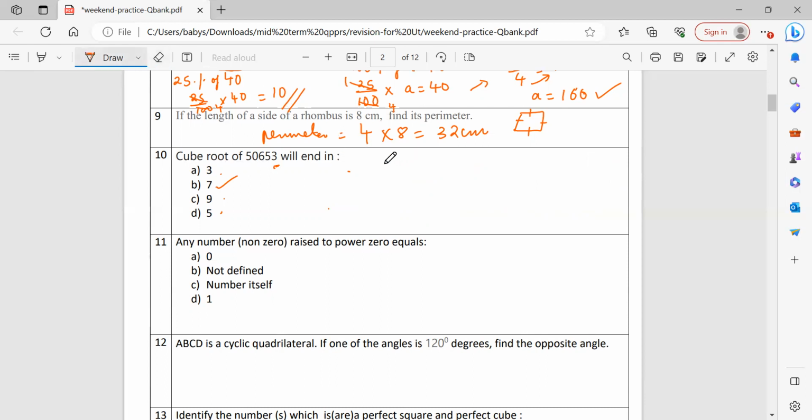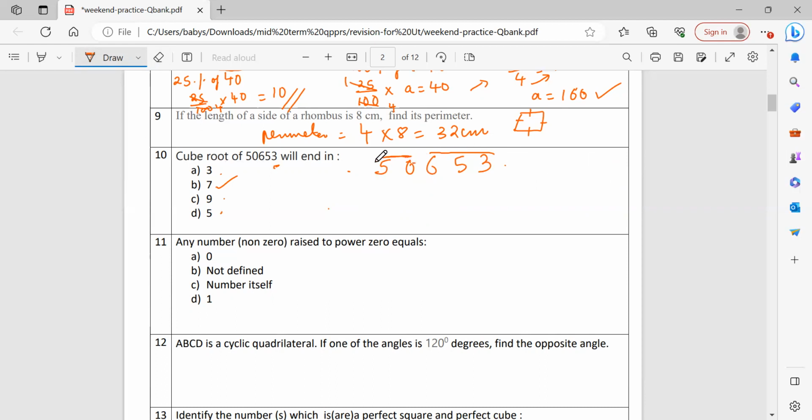So what does it say? See, 50653. Provided it's a perfect cube, what you have to do is form triplets. Your hypothetical decimal point is somewhere here, isn't it? So go outwards and form triplets. See, when we did the long division method for finding square roots, what did we do? We grouped them into pairs. Here we group them into triplets.